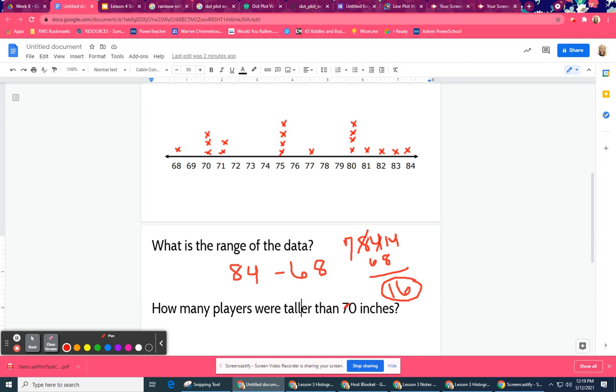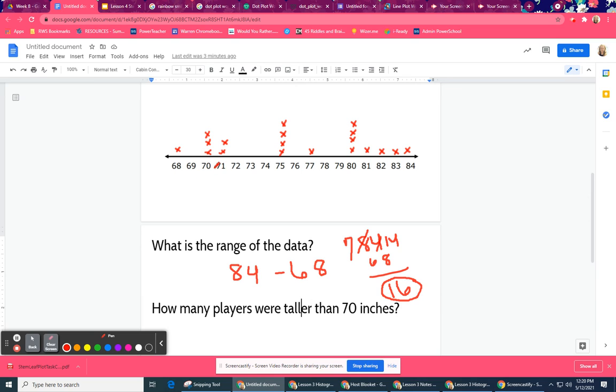And then how many players were taller than 70 inches? You're going to get a variation of questions that are like this. Some of them might just straight up say how many players were there, and then you would have had to count, and we already know the answer is 20 in this case. But anyway, how many players were taller than 70 inches? So excluding 70, they want to know what's taller.